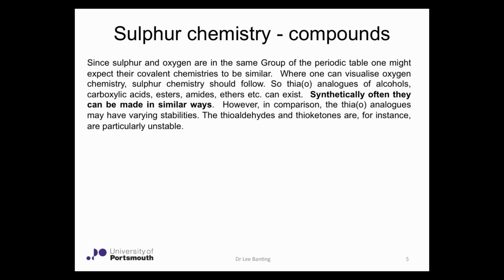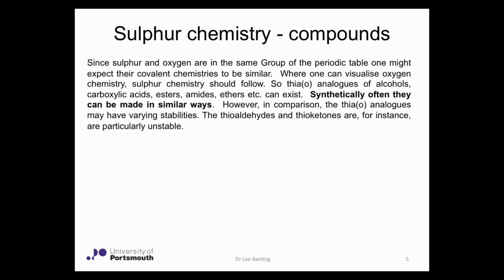Since sulfur and oxygen are in the same group of the periodic table, you would expect their covalent chemistries to be very similar, and this is the case. Where one can visualize oxygen chemistry, sulfur chemistry should follow pretty closely. So thia or thio analogues of alcohols, carboxylic acids, esters, amides, ethers, etc. can exist alongside the oxygen analogues, and synthetically often they can be made in similar ways, but you've got to be a bit careful because the sulfur-containing compounds have varying stabilities.